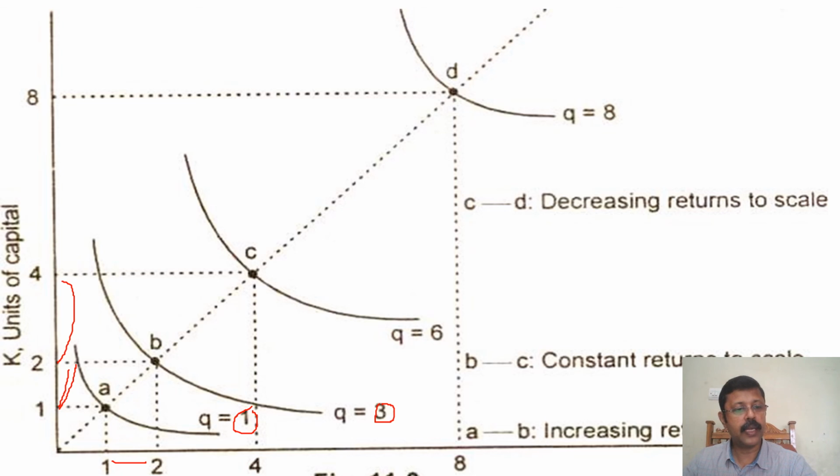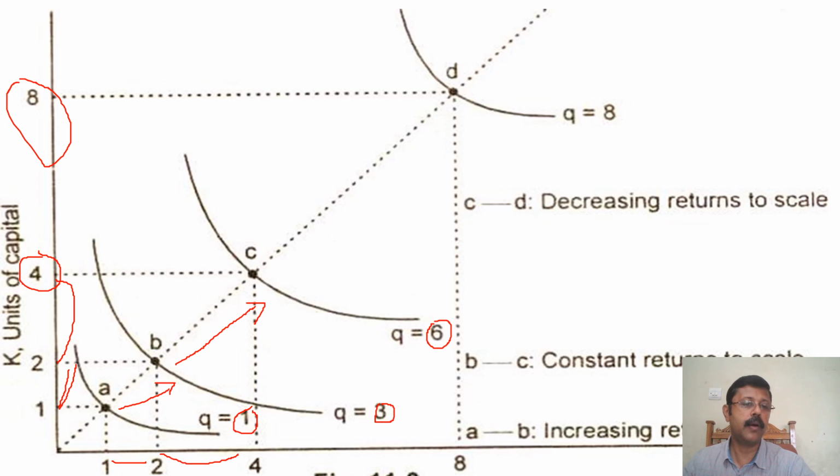From B to C, what happens? From 2 to 4, that is, you have added 2 units of labor and 2 units of capital. That is, there is a doubling of input. What happened to the output? 3 to 6. That means your output also has become doubled, right? So this is constant returns, B to C. And let us say C to D. You have increased from 4 to 6.